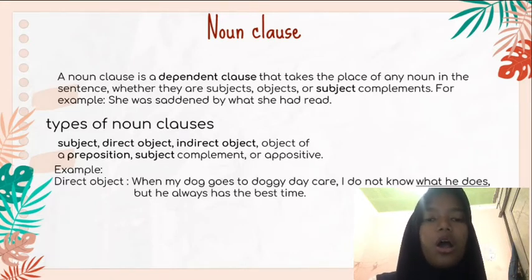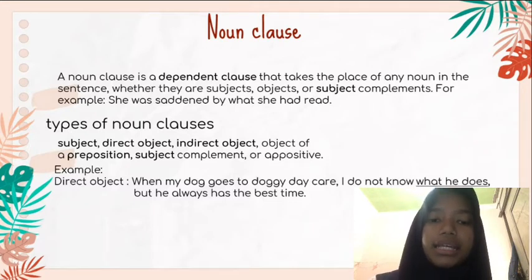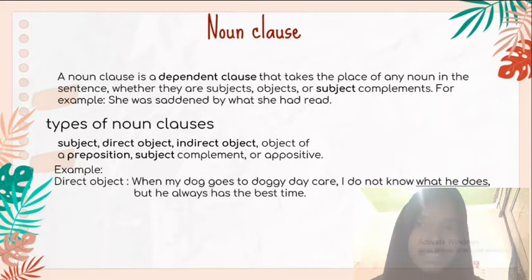4. Object of the preposition. For example, I like to keep a schedule of when I have upcoming appointments. In the sentence above, the noun clause when I have upcoming appointments is acting as the object of the preposition of. 5. Subject complement. Lastly, for example, actors can become whomever they want to be on the stage.